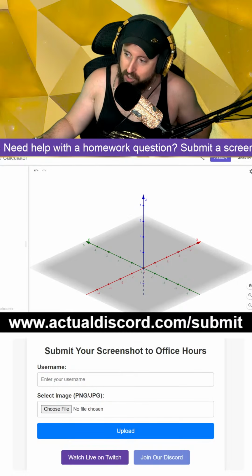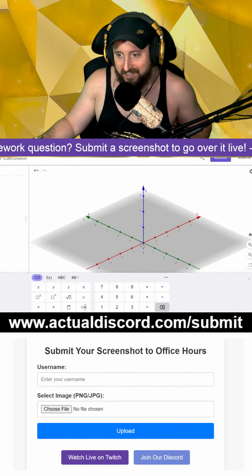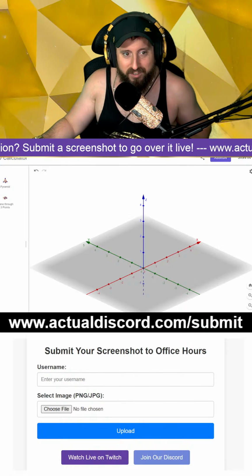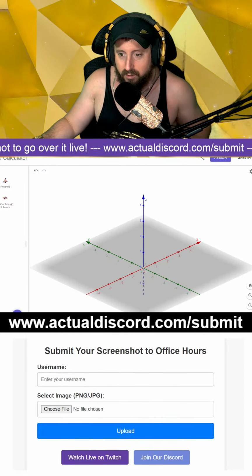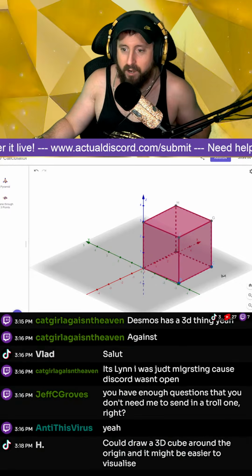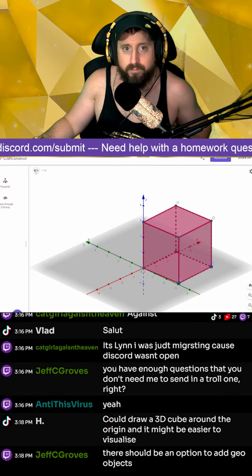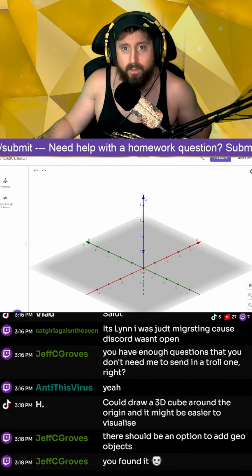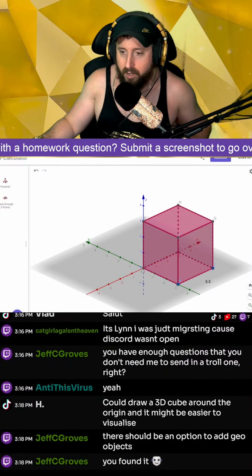Does anyone know how to draw a cube in GeoGebra? Can I draw a cube? Tools? Cube. Nice. Okay. Here we go. We can draw a cube. Oh, very cool. Thank you, whoever suggested this. That's really cool. I found it. I'm a smart boy. There we go. Very cool.